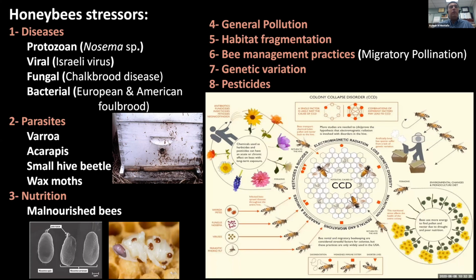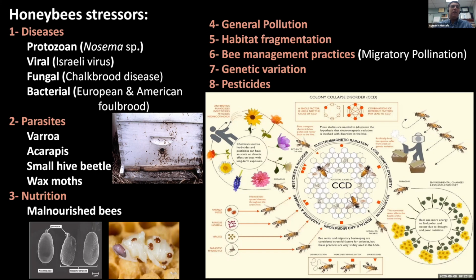Many of the old diseases, like fungal diseases such as chalkbrood, and European and American foulbrood from bacteria, are rejuvenating as a result of that. Once you have compromised honeybees from this infestation of other things, the immune system will lower, and these bacteria and fungus will come and make the case even worse.